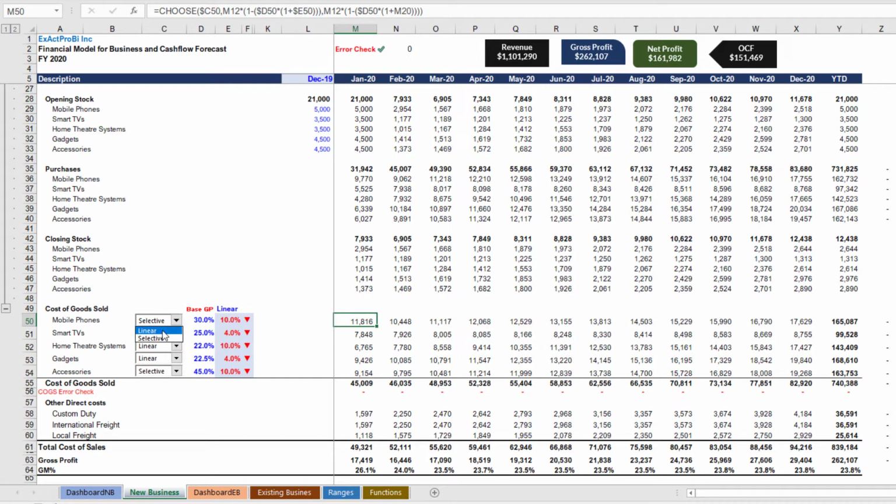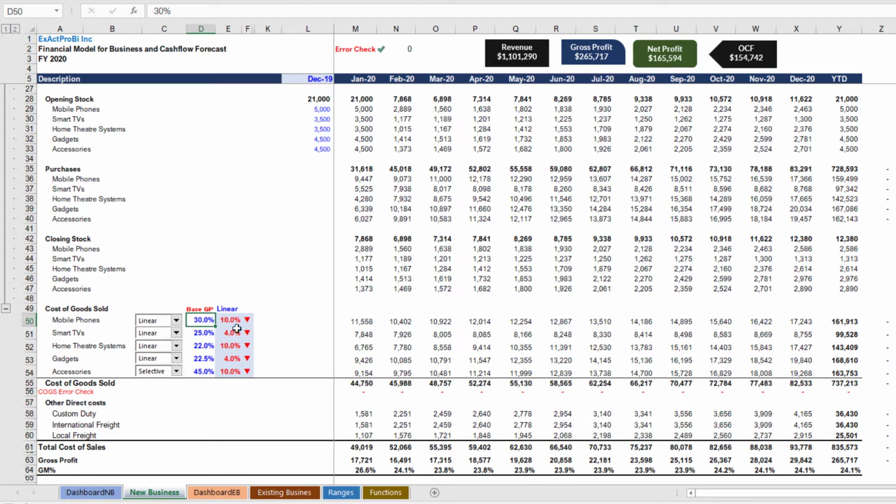So first of all, let's select the linear. So here also we have linear and select. Linear means that each month, whatever percentage you put, it will increase your gross profit by that percentage. So for example, here our base GP is 30%, and we are assuming that each month our GP will increase by 10% month on month based on the previous month sale.